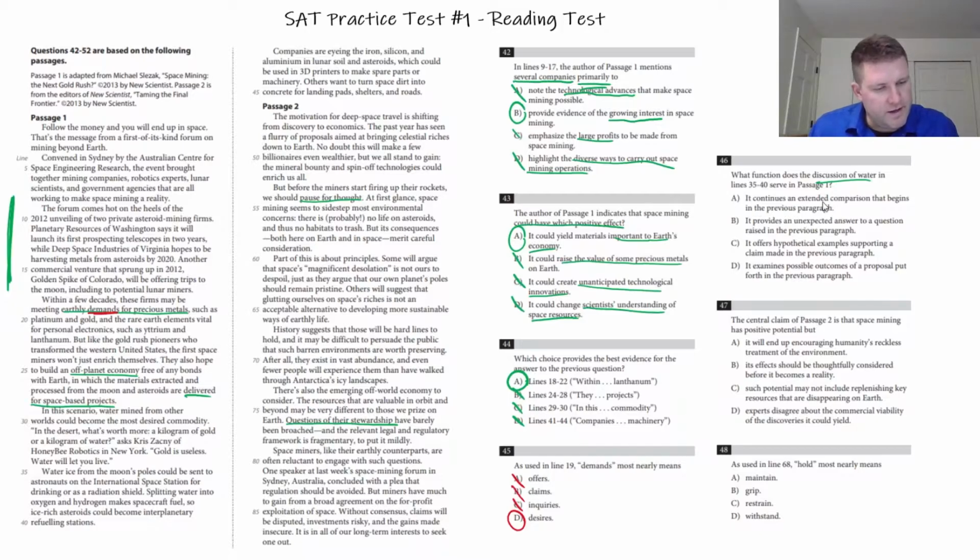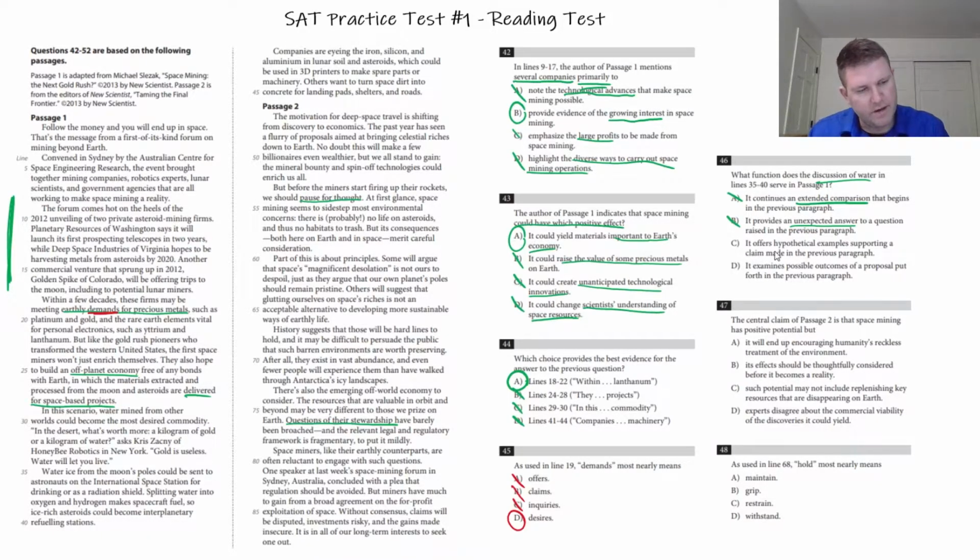So in A, it continues an extended comparison. An extended comparison is something like spending a whole paragraph talking about how your love for your wife is like the sun. That's a comparison, love to the sun, and it's not what's happening here. So A is out. And then B, it provides an unexpected answer to a question raised in the previous paragraph. So this isn't unexpected. That's where B fails, because it's saying water can be super valuable in space, even more valuable than gold, and it moves on to give examples for why. So it's not unexpected.